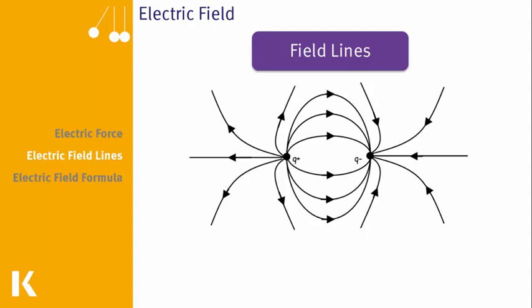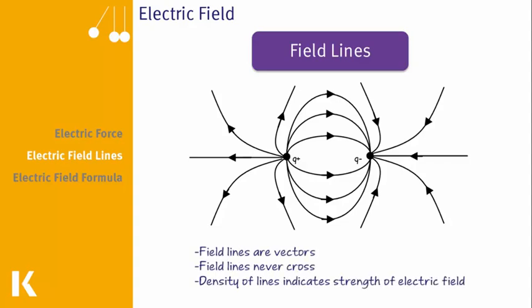In our diagram on the screen, we see a positive charge Q on the left and a negative charge Q on the right. There are 3 main rules about electric field lines you should recognize for test day. First of all, these lines are vectors.